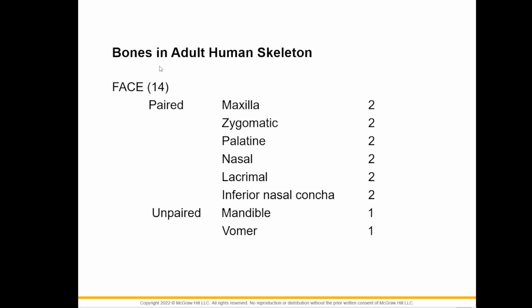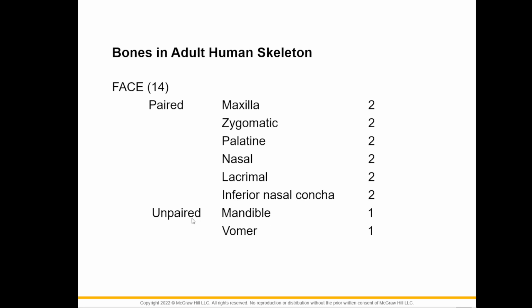In the facial bones, we also have paired and unpaired bones. The maxilla, or the upper jaw, has 2, the left and the right. Zygomatic or cheekbone, we also have 2, left and right. The palatine bone, which forms the roof of the mouth, we also have 2. The nasal bone, left and right. The lacrimal bone found in our eyes, left and right. And the inferior nasal concha, we also have 2.